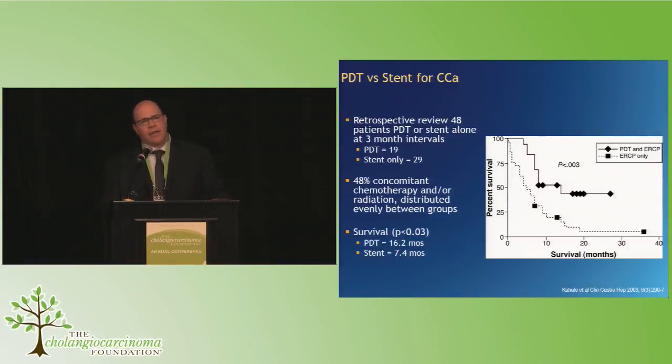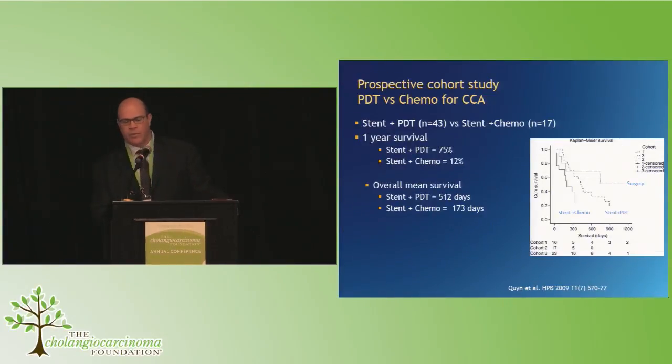In data that came out of the United States, this is a retrospective review of almost 50 patients. What we see is that the survival for patients who receive photodynamic therapy is 9 months longer than those who receive stent therapy. And what's important about this group, how it differs from prior, is that about half of patients had concomitant additional therapies. So we see in retrospective data about a 9-month benefit to treatment.